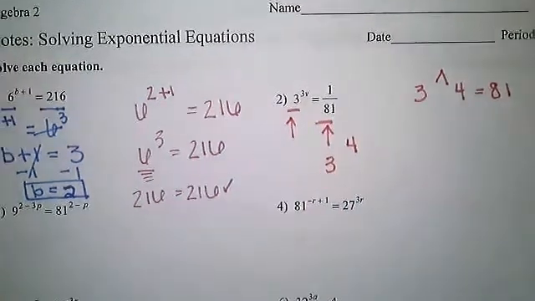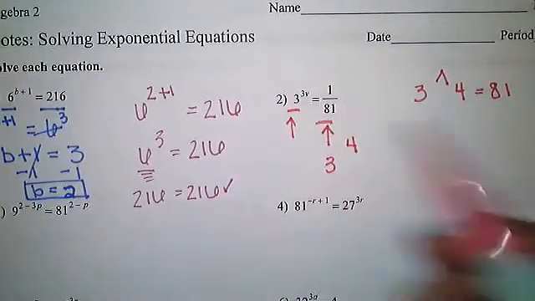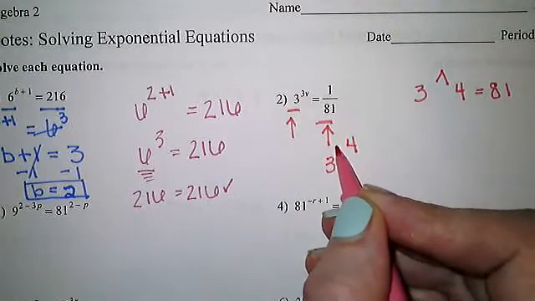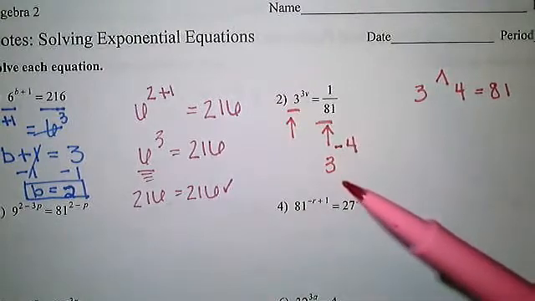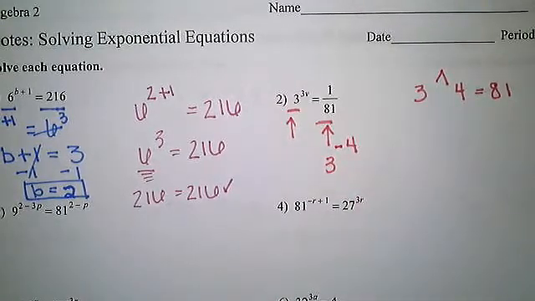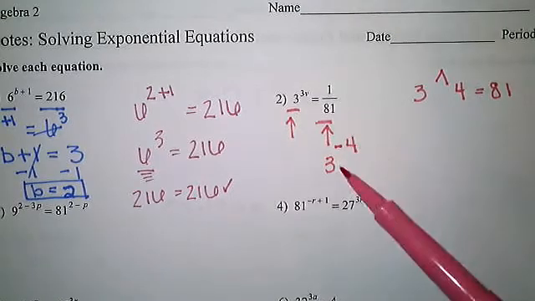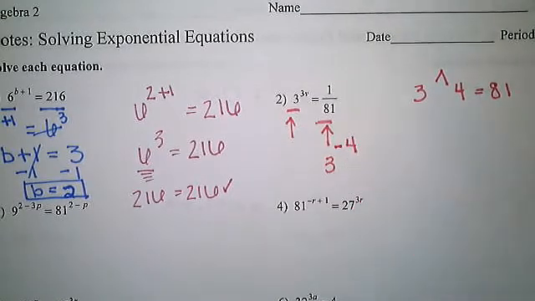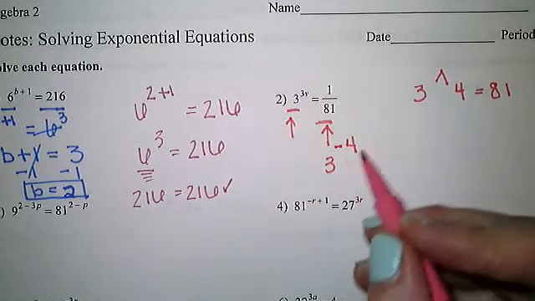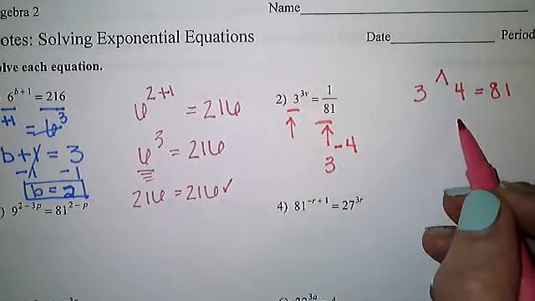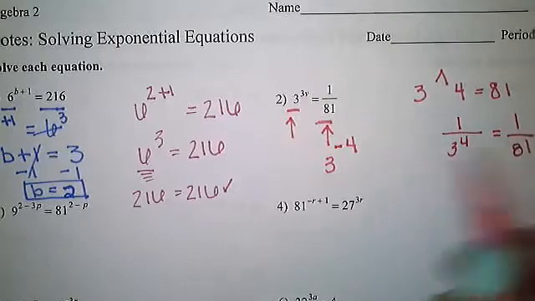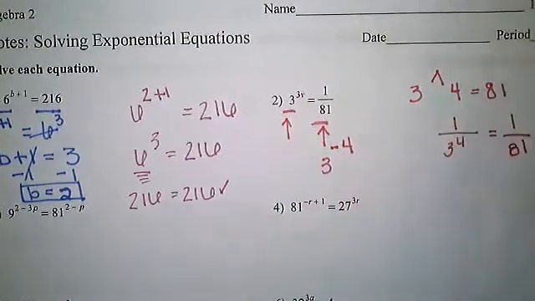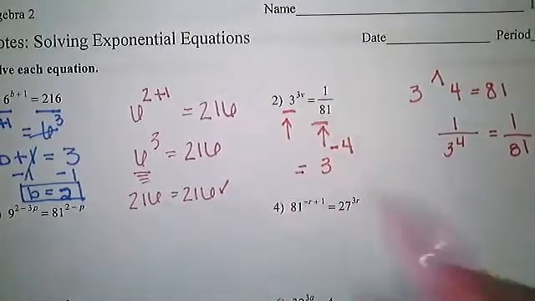Now, since that 81 is in the bottom, that means that it's the inverse of 81, and we have to put a negative with this 4. You might remember from a previous lesson that anytime we have a negative exponent, it causes the number to live in the bottom of the fraction. So 3 to the negative fourth is the same thing as 1 over 3 to the positive 4, which is 1 over 81. So that's just how we know that negative 4 is going to occur, because that 81 is living in the bottom.